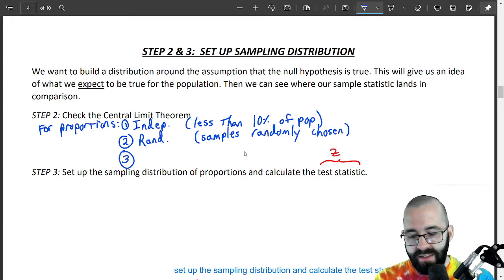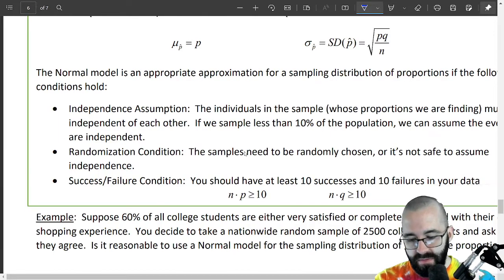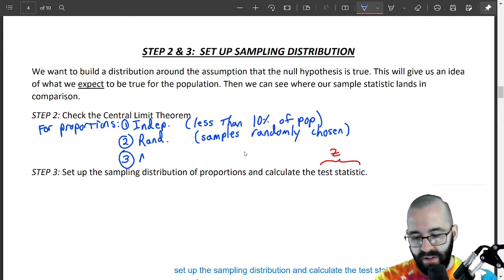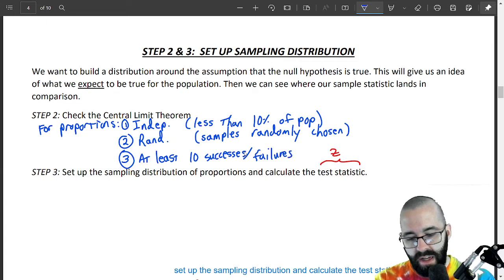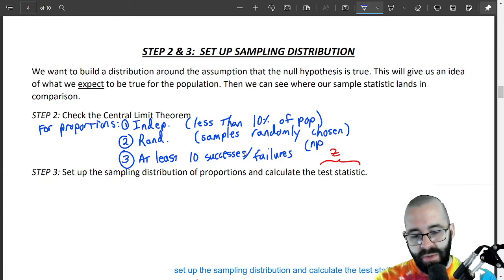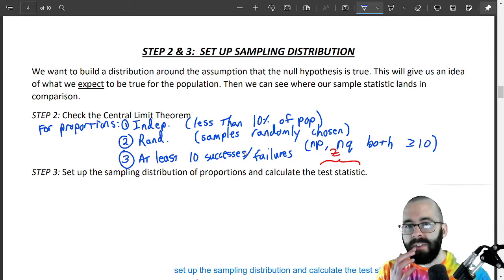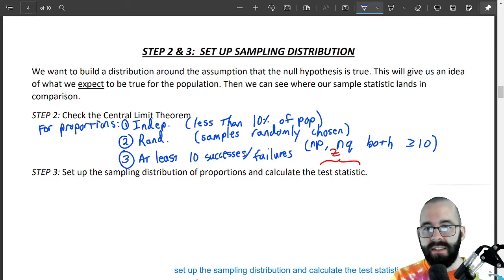And the last thing we have to test is a success failure condition. All right, we need at least 10 of each. At least 10 successes on average and failures. And we tested that by looking at n times p and n times q, both be at least 10. Right? The average number of successes, if p is the probability of success, is going to be how many are there? What's the probability? Multiply them together. And same with nq.